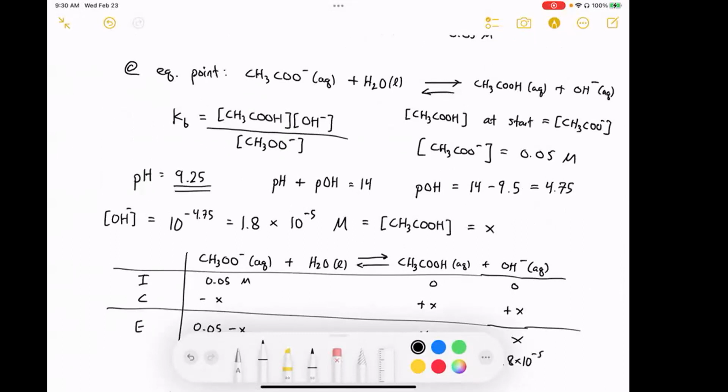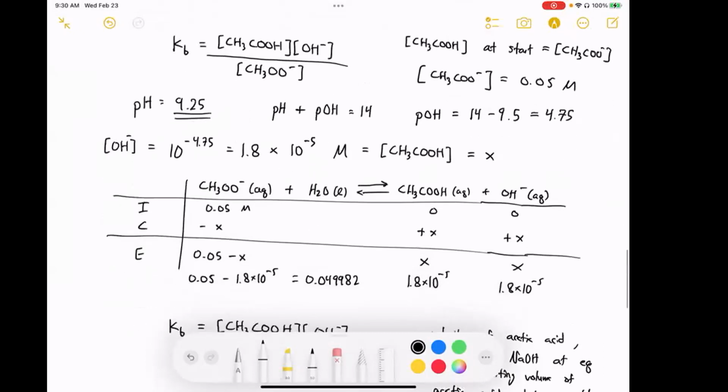And if we just plug and chug, right? So maybe we try a pH of like 9.8. So we do 9.8. Let's try that. We get 1.6 times 10 to the negative 10. Okay.